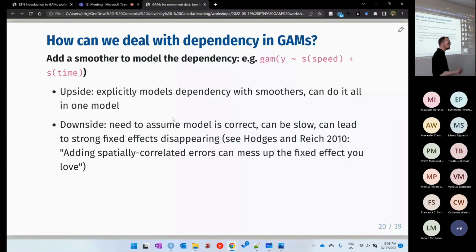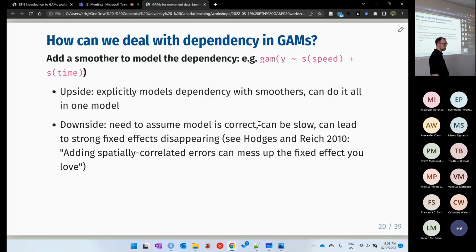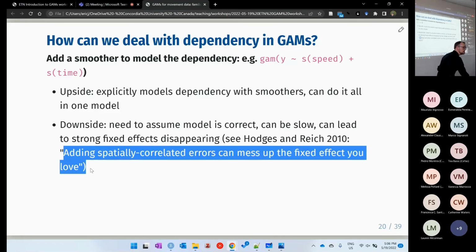The downside is it assumes that you've got the correct specification for that dependency, and it can be slow, and it can also lead to fixed effects disappearing because of this collinearity. This is if you run into this problem where you've got a really strong relationship between, say, temperature and depth, and then you add in a term like a smoother to try and account for the spatial correlation, or you add in a correlation matrix, and you find that really strong term you loved vanished. This is a good paper to read about why that can happen and how you might be able to deal with it.